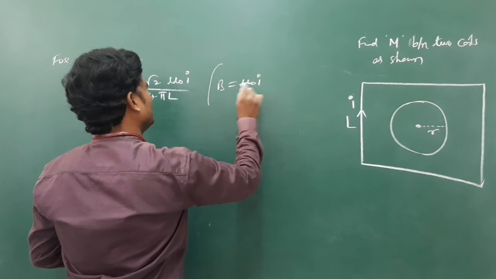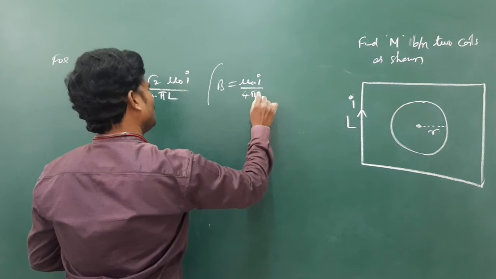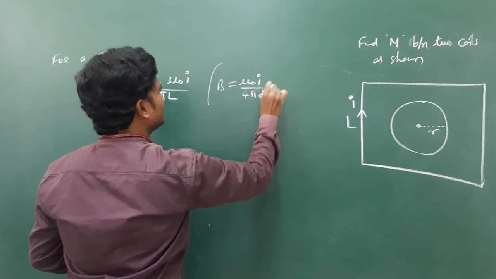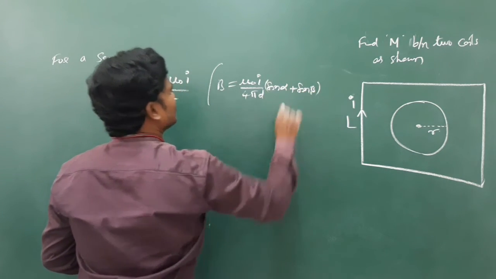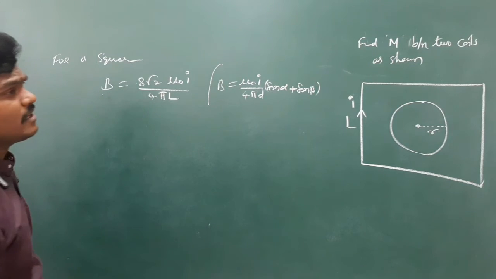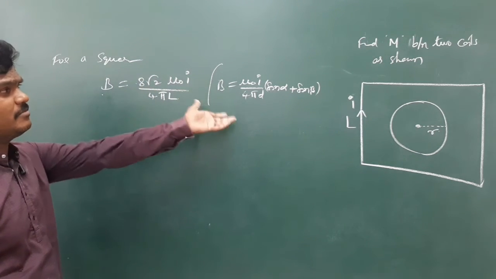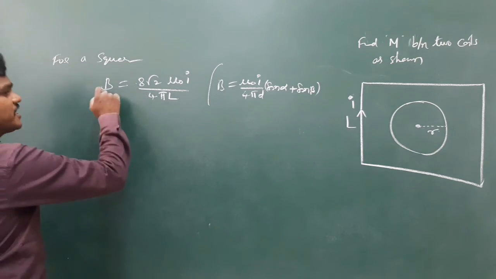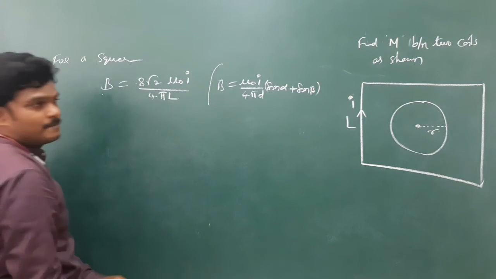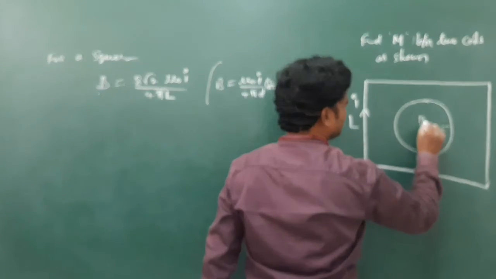Mu naught I by 4 pi D, sin alpha plus sin beta. Alpha and beta are 45 degrees, D is L by 2. You will get this. So this is the magnetic field at the center of the square. So there will be a field here, B is here.